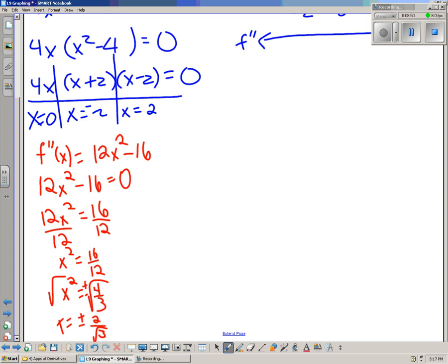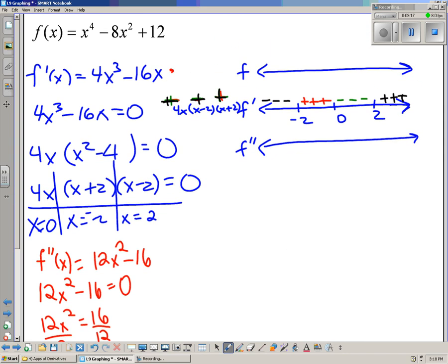We need to keep something in mind here. 2 over root 3 is smaller than, say, 1, because root 3 is bigger than 2. Actually, I'm sorry, root 3 is smaller than 2. So 2 over root 3 is actually a little bigger than 1, but more importantly, less than 2. Okay? So on our number lines, 2 over root 3 needs to go in between 0 and 2, and the negative 2 over root 3 needs to go there.